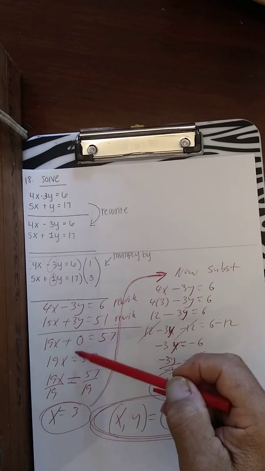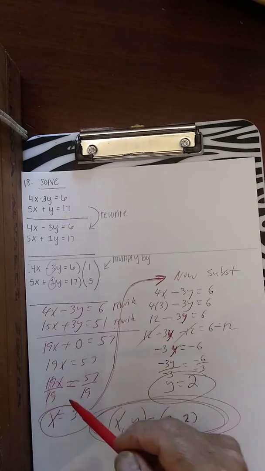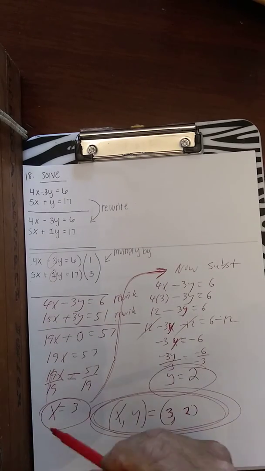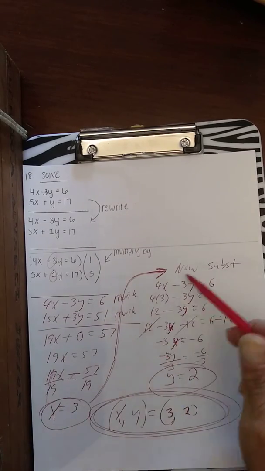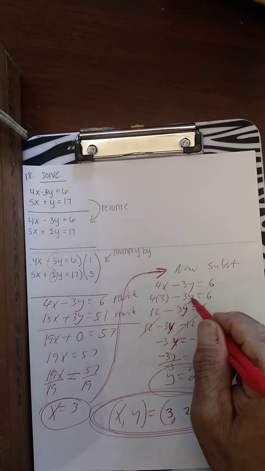So now this 0, don't worry about it, it's gone. 19x is 57, divided by 19, these are going to be gone. You have 3. Now, once you know one answer, x equals 3, can I put it back in the original? Yes. And the x is right there, and the y is there.